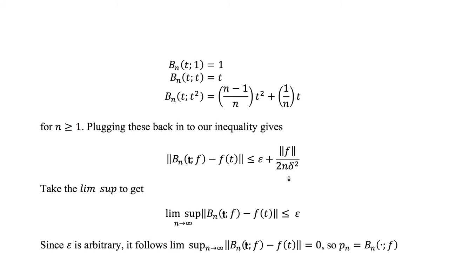That means that for all epsilon greater than 0, there exists an n naught such that 1 over n is smaller than epsilon as n is greater than or equal to n naught. Therefore, this expression here can be made arbitrarily small. And therefore, as the sup norm of the difference is smaller than epsilon, that means B_n f is the desired polynomial for the Weierstrass approximation theorem. And we are done with the proof of the Weierstrass approximation theorem.